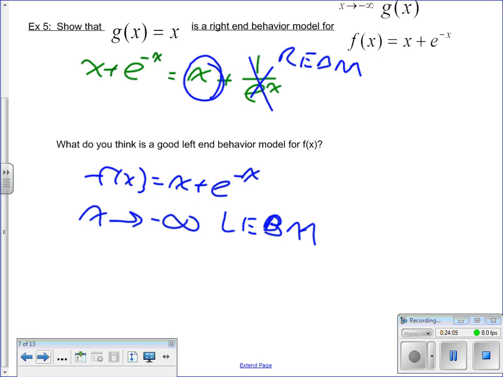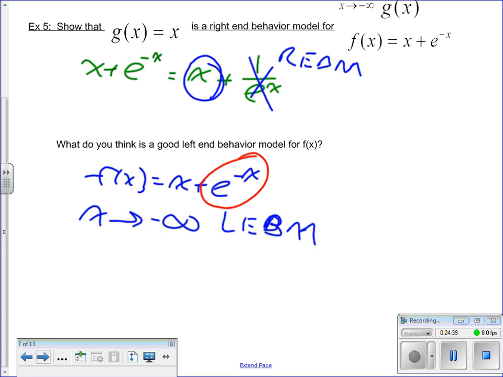This becomes so huge, so fast, this becomes irrelevant. Is it asymptotic behavior? No. But what it does is say, when I get really, really big, or sorry, really, really small, I can just talk about that one. If you graph x, e to the negative x, and x plus e to the negative x all on the same graph, you'll see exactly what I'm talking about.